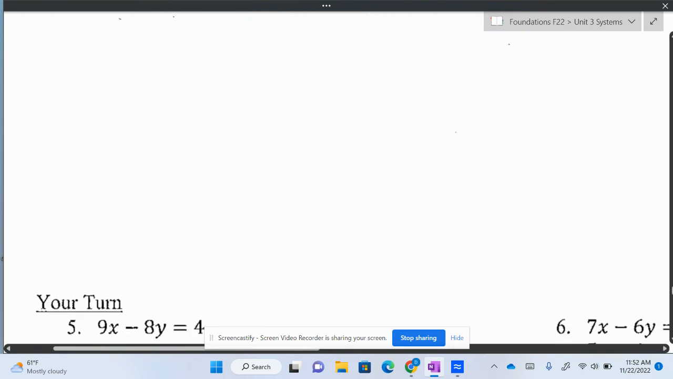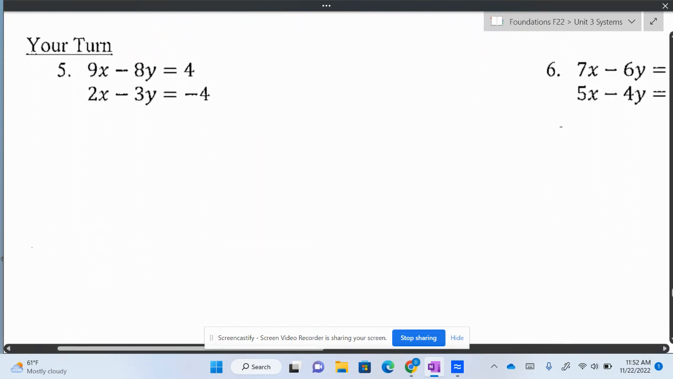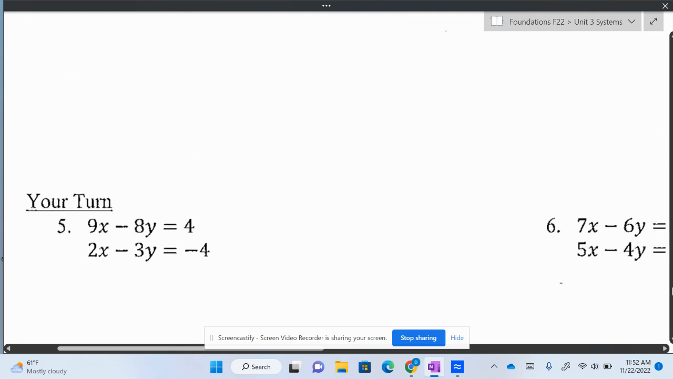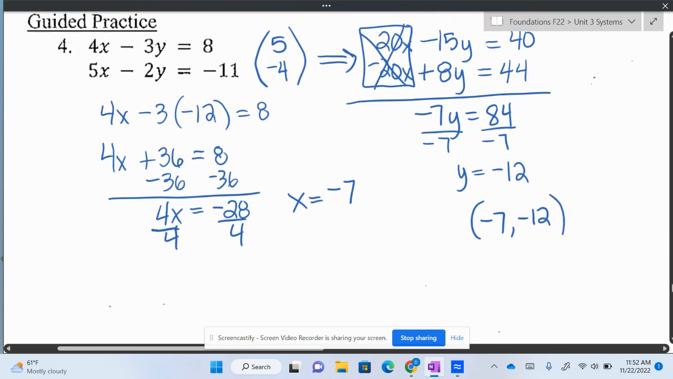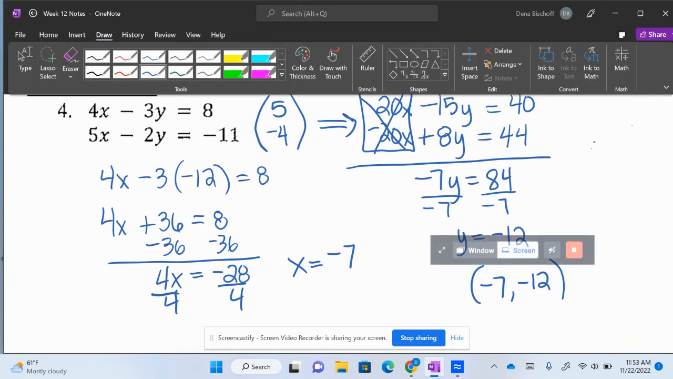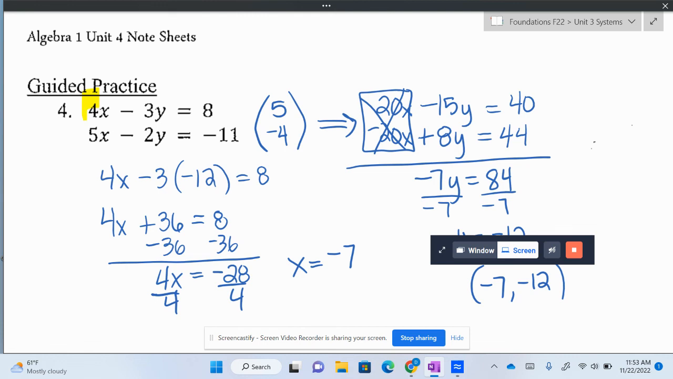Okay, who's going to do number 5? Ma'am? I'm confused. What are you confused on? Where it's like 5 and negative 4, you just swap them? Yeah, so here's the thing. It's a good question. If you want to get rid of the x's, you're going to multiply the top equation by whatever the bottom coefficient is, and the bottom equation by whatever the top is. But you need to make one of them an opposite. When they don't match, you're going to have to do that. That's how you get rid of them.